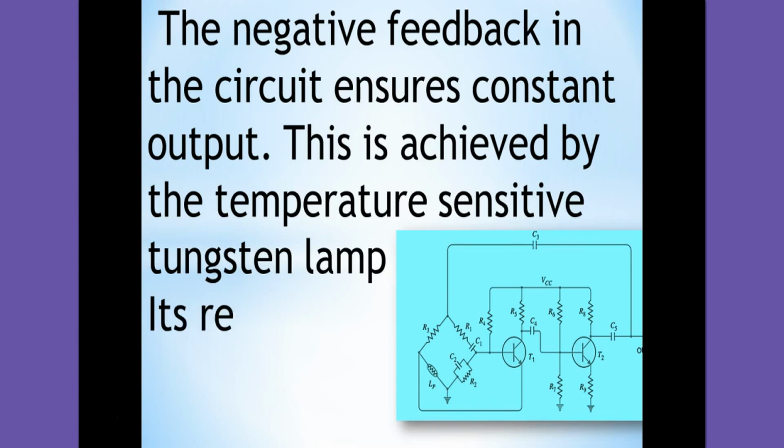Let us say that by chance the amplitude of the output increases. Then what happens? The resistance of the lamp, being made of tungsten metal, will increase because of the more current, according to I squared R, more heating effect. The temperature will go up. This will increase the resistance of the lamp and in turn it reduces the positive feedback here. If positive feedback is reduced, hence it will bring the amplitude of oscillation to the previous value. Okay.